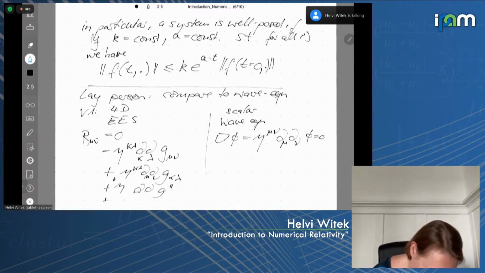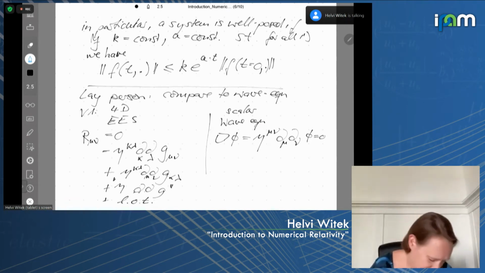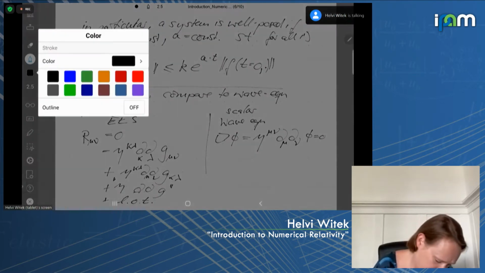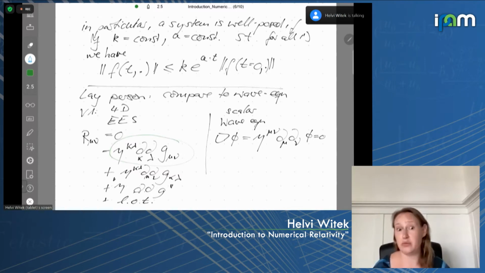And then we have lower order terms that I will neglect. I'm only interested in the highest derivatives because that tells me about the structure of the equation. Now, this up here, let me just highlight this in green. This is a wave operator acting on the metric that we want. So this is great. This is the equation we want.